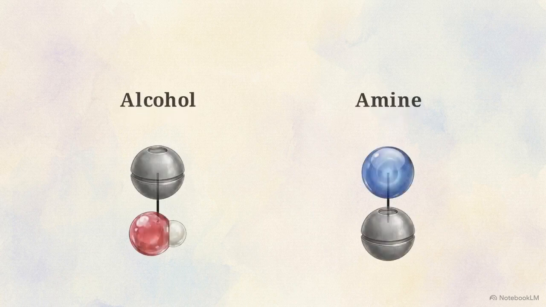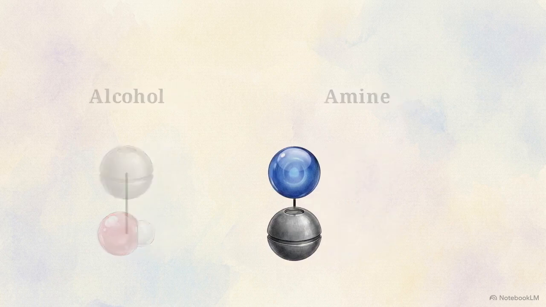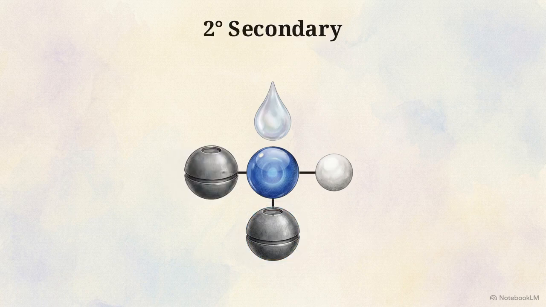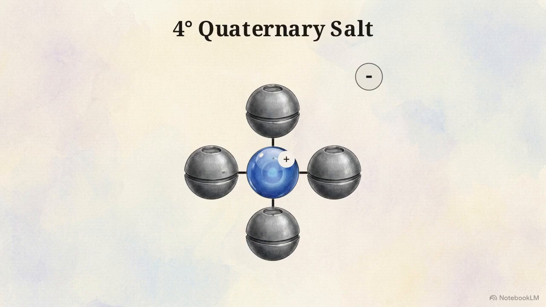To categorize these molecules, chemists use a rigid classification system based on the nitrogen itself. While alcohols are classified by the carbon holding the hydroxyl group, amines are classified strictly by counting the number of carbon groups bonded directly to the nitrogen. In a primary amine, nitrogen attaches to 1 carbon, in a secondary 2, and in a tertiary 3. Nitrogen can also use its lone pair to form a 4th bond, creating a quaternary ammonium salt, a positively charged cation balanced by an anion.